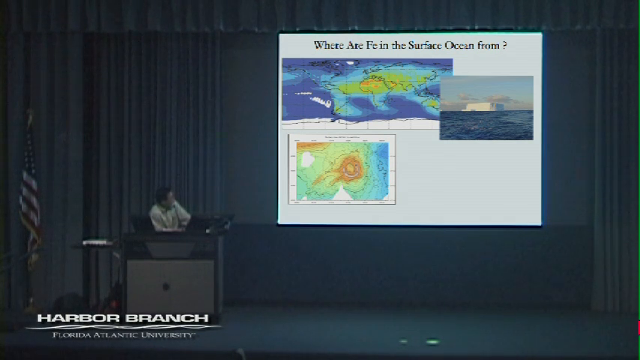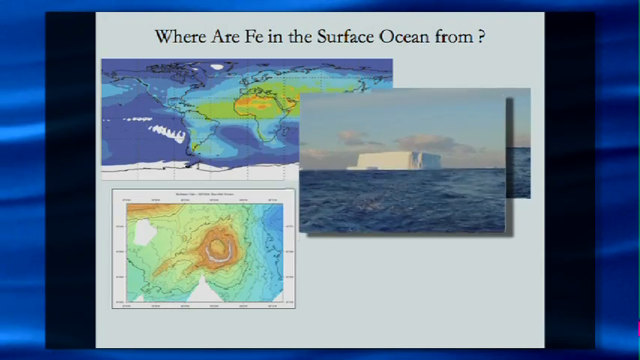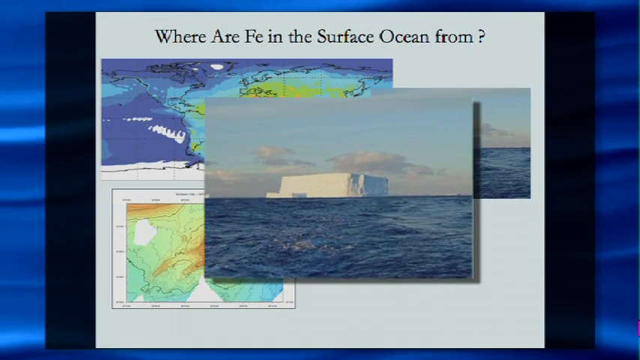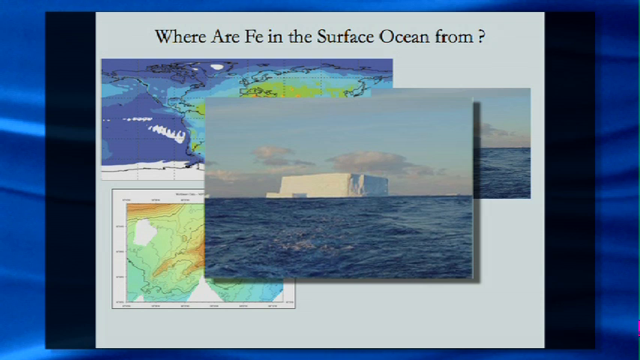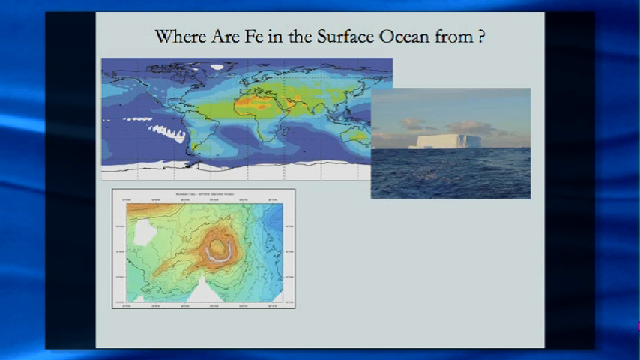And most of them is more than 1,000 meters deeper, so it's very difficult for that kind of flux to come into the surface. All right. Then we also have the iceberg. If you go to Antarctica or the Arctic, you'll see a lot of icebergs. When they melt, they also bring some iron to the water. Okay. So these are the three sources.